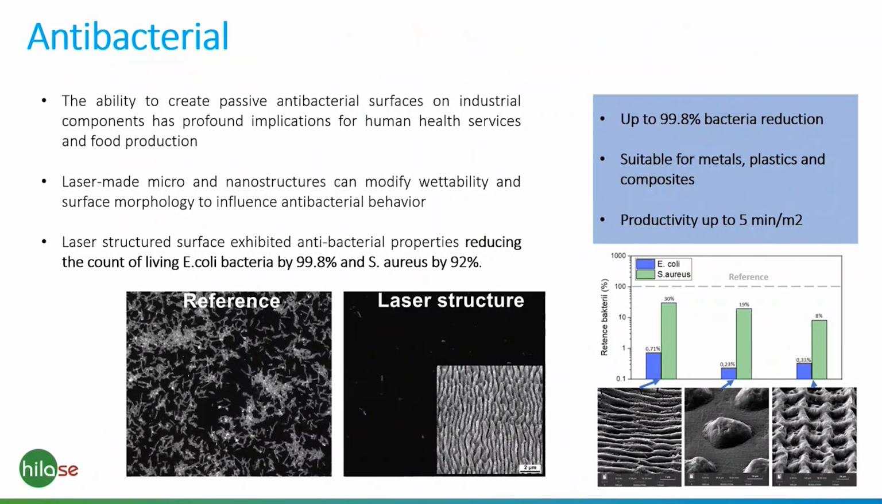In this case study, we are focused on antibacterial properties. And we find out that there are, again, some structures, in this case on plastics, in this case on metals, which can significantly change the adhesion of bacteria. In this case, we reached 99.8% reduction in adhesion of E. coli, and 92% reduction in case of Staphylococcus aureus. So again, quite significant results, which may have very nice applications in medicine.